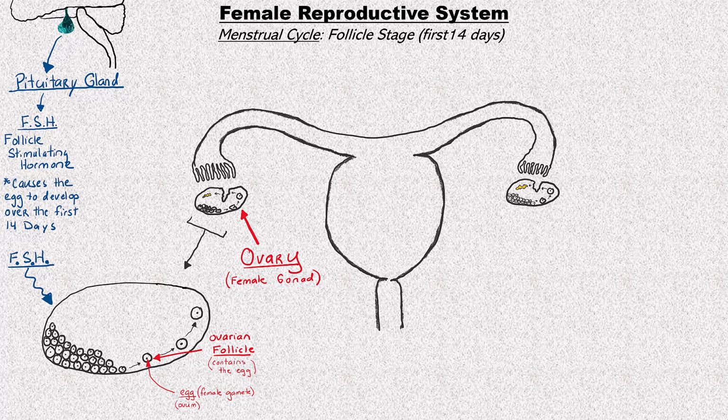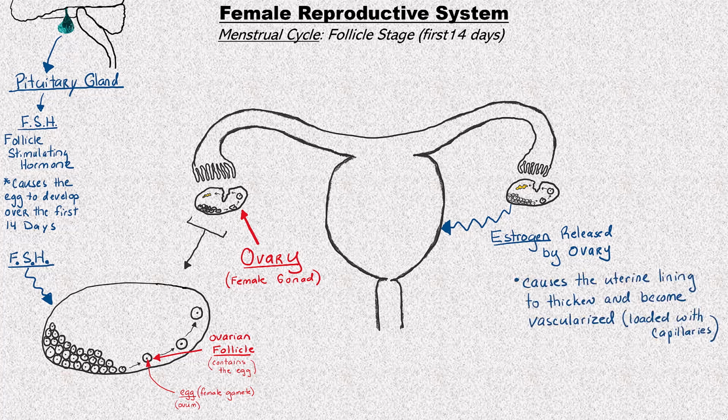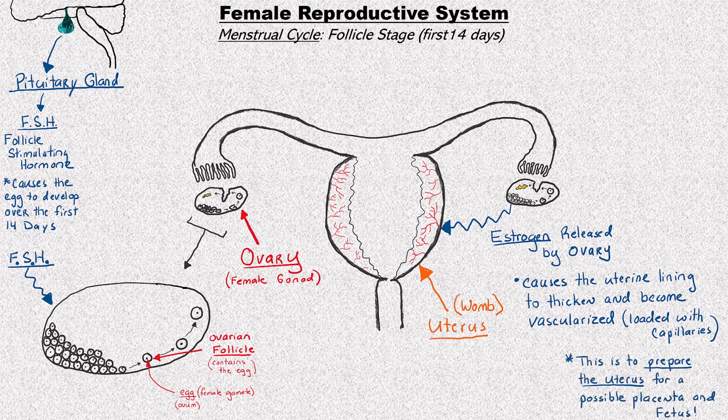While this is going on, while the egg is getting ready for possible fertilization, the ovary itself is going to release its own hormone called estrogen. And the estrogen is going to cause the uterine lining to thicken and become vascularized, meaning it's going to become filled with blood vessels, especially capillaries. So now the uterus, where the baby grows, also called the womb, is going to be prepared. Again, this is prepared for possible pregnancy and the growth of the placenta and the fetus. The uterus is where the baby and placenta will grow.